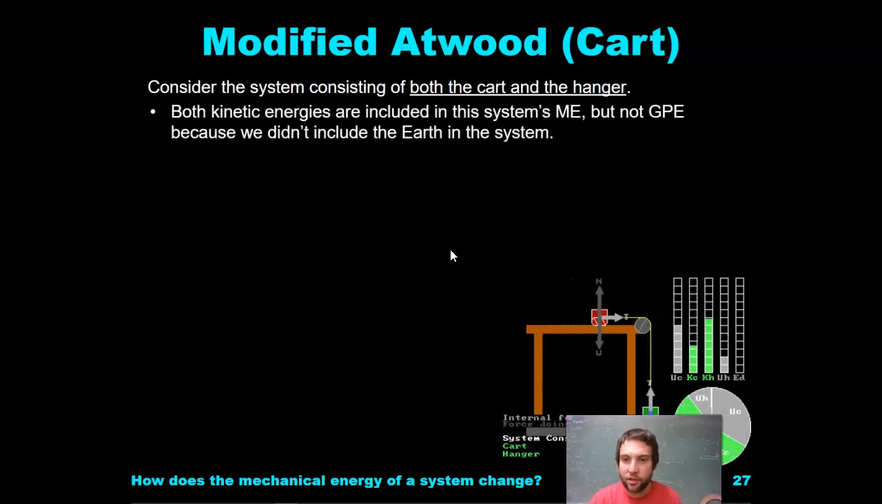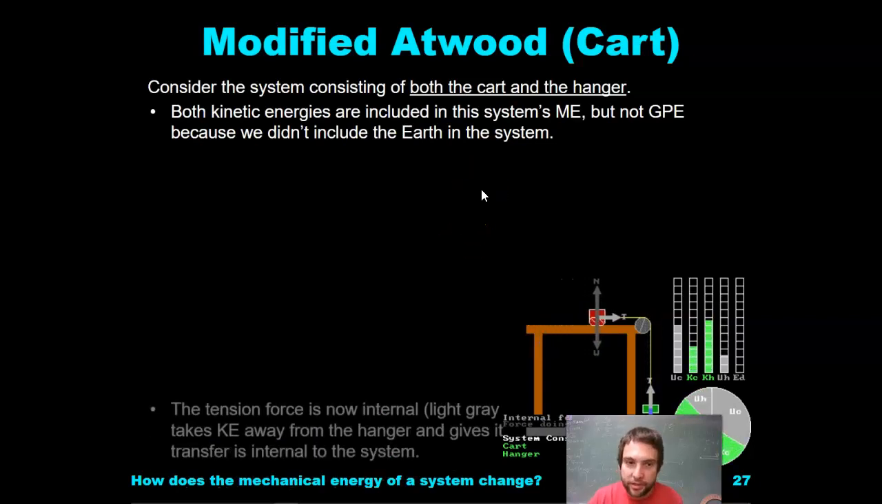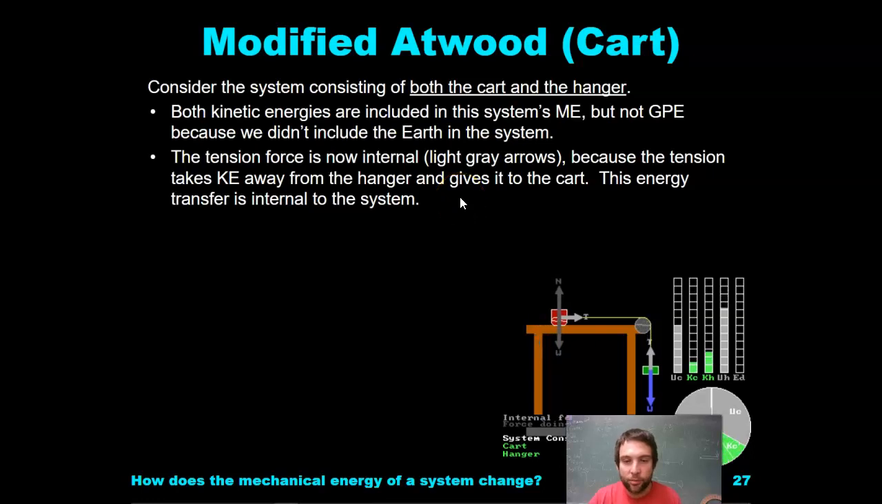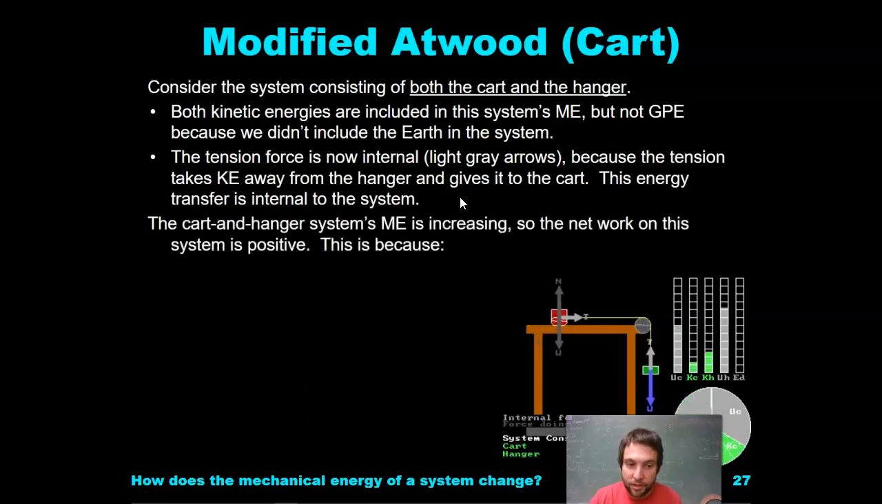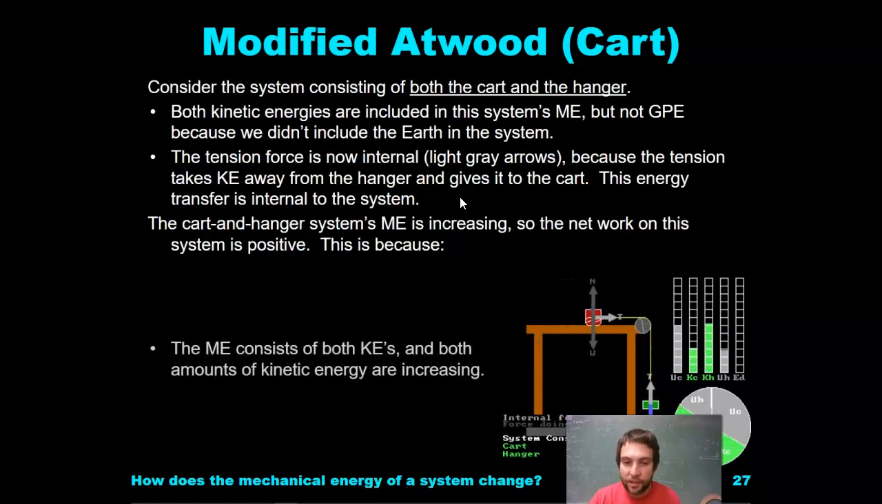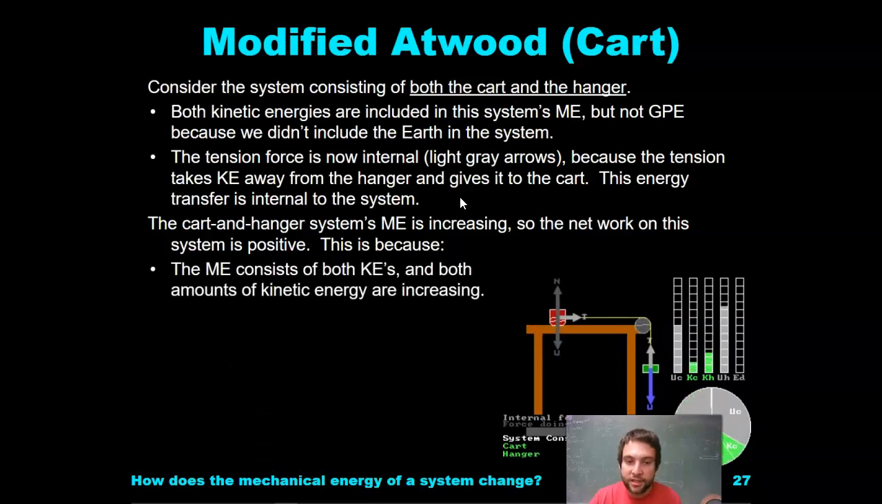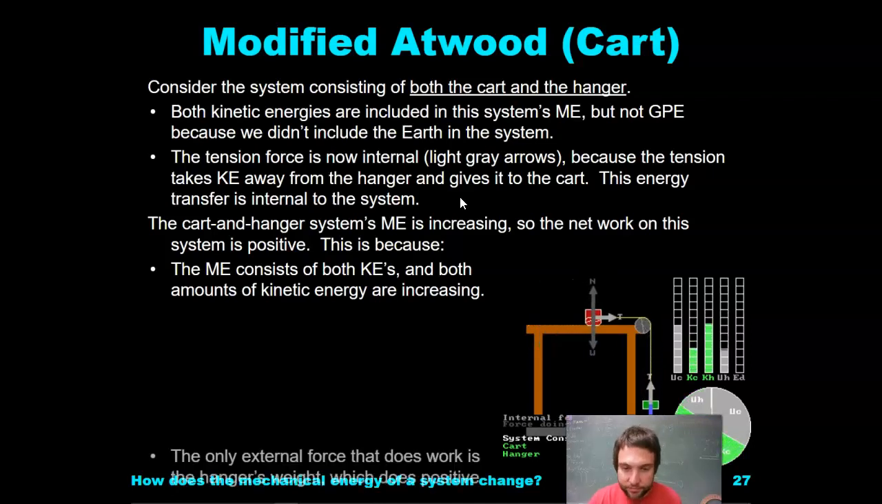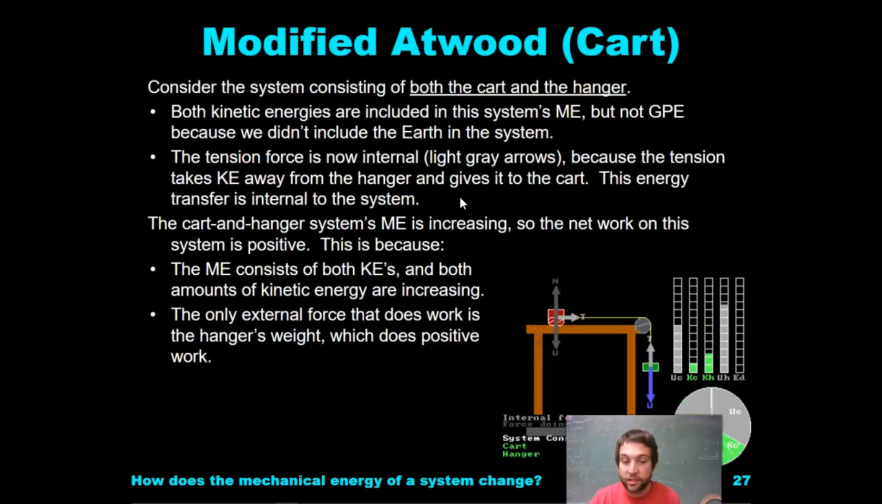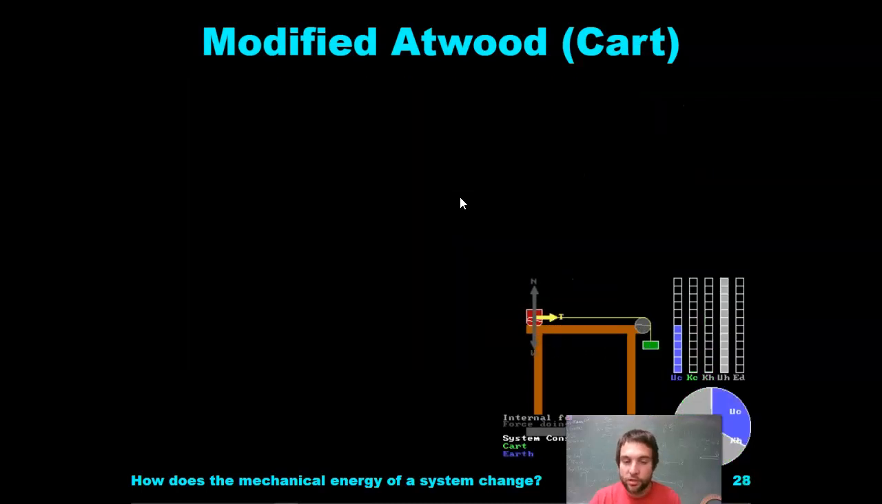Consider the system of the cart and the hanger. Both kinetic energies are included, but not gravitational potential energy because we don't have the earth in the system. The tension force is now internal because the tension takes kinetic energy away from the hanger and gives it to the cart. This energy transfer is internal to the system. The cart and hanger's mechanical energy is increasing, so the net work on the system is positive. This is because the mechanical energy consists of both kinetic energies and both amounts of kinetic energy are increasing. The only external force that does work is the hanger's weight, which is doing positive work.